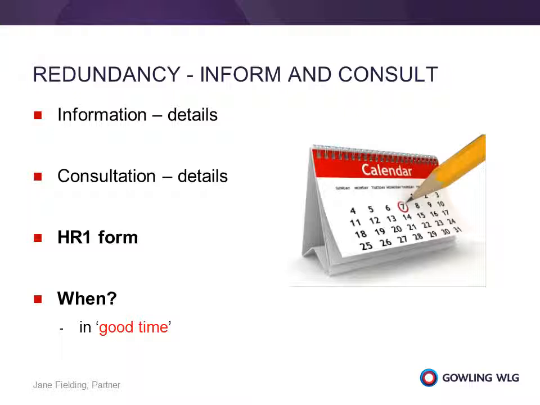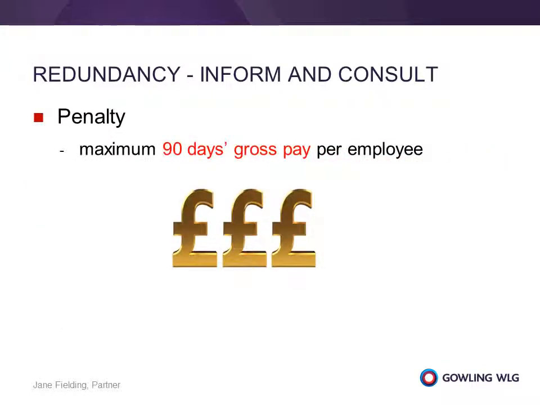Well, there's a pretty hefty penalty, similar to TUPE, but 90 days gross pay, and the same principles will apply to how a tribunal will approach awarding that penalty. And if you are in a TUPE and collective redundancy scenario and you do neither, you follow neither process, then the tribunal can award both of those awards. So that's an even heftier penalty that you're facing.